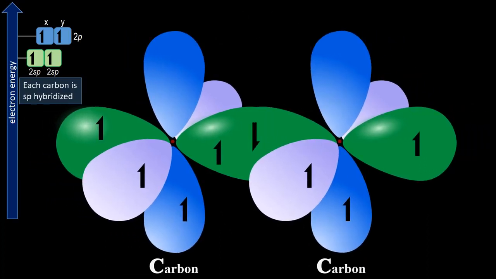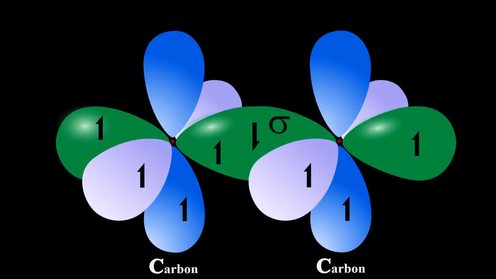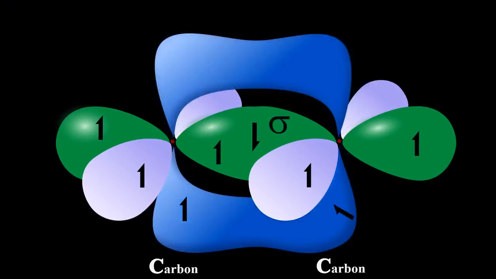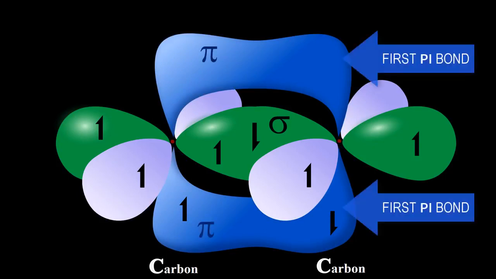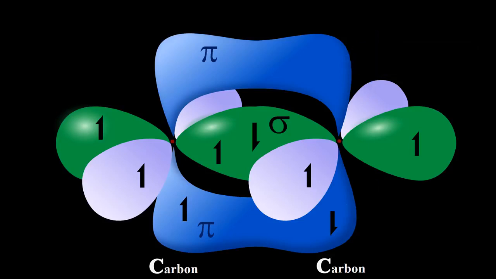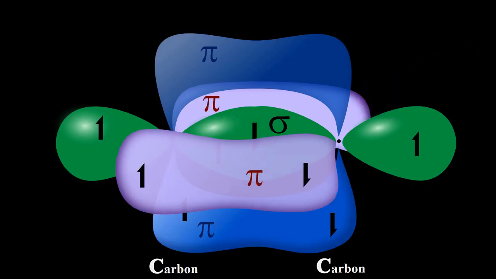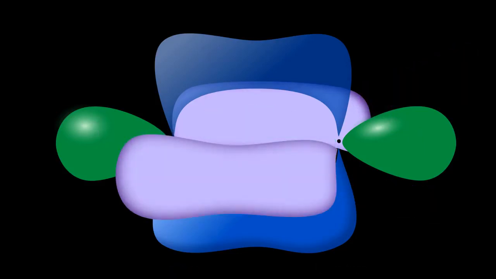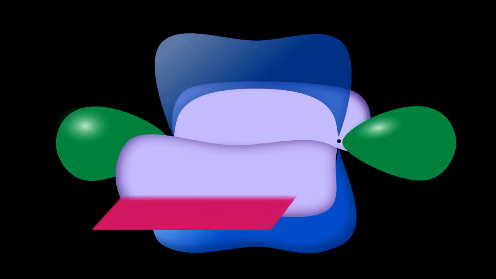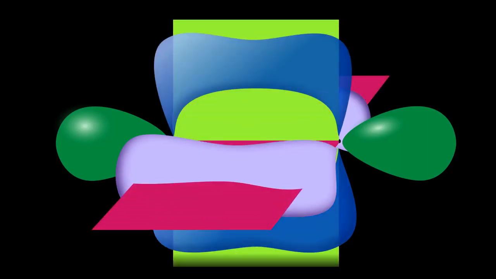sp orbitals from both carbons overlap, forming a sigma bond. The upper lobes of the blue 2p orbitals overlap, as do the lower 2 lobes, creating the first of the 2 pi bonds. Can you guess where the second of the 2 pi bonds comes from? Yes, that's right. It is the overlapping of the violet 2p lobes. Let's get rid of the sigma bond for a moment to take a look at something interesting. Each pi bond lies on a separate plane, and the 2 planes are perpendicular to each other, and so the two pi bonds are perpendicular to each other.